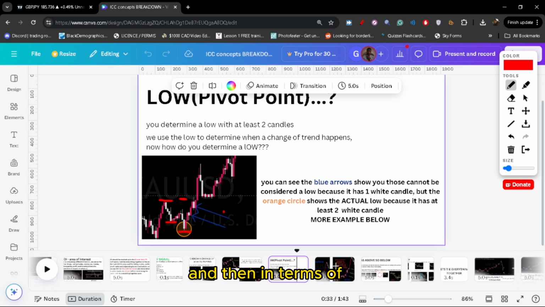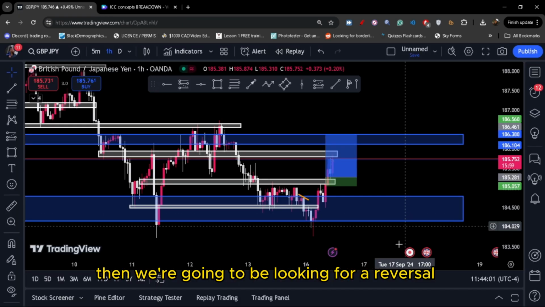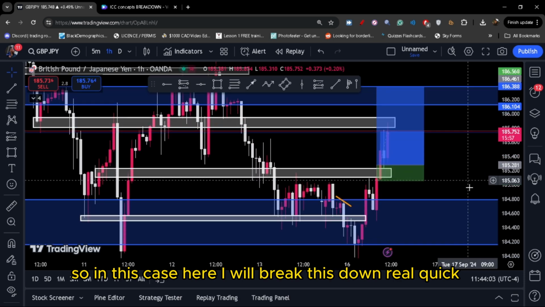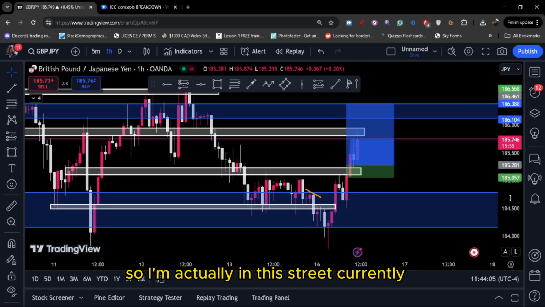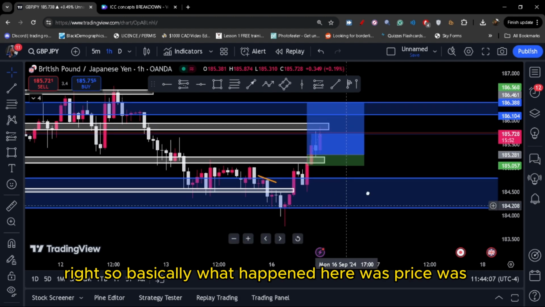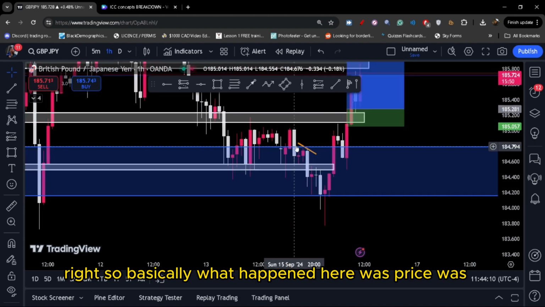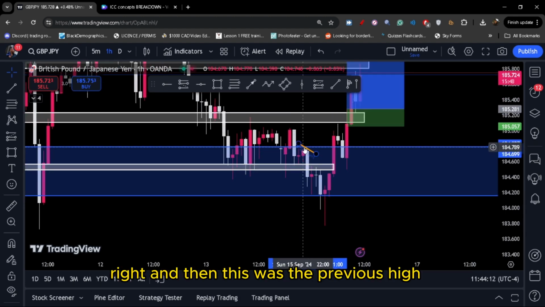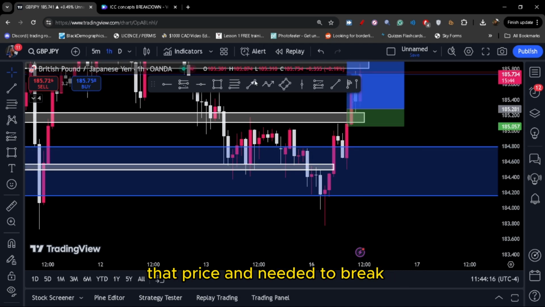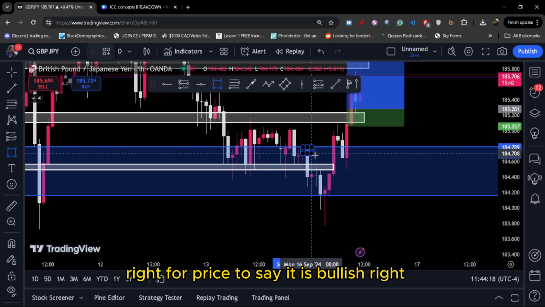And then in terms of, let's say, a bearish structure where price is selling, then we're going to be looking for a reversal. So in this case here, I will break this down real quick. So I'm actually in this trade currently, right? So basically what happened here was price was bearish, and then this was the previous high that price needed to break for price to say it is bullish, right?